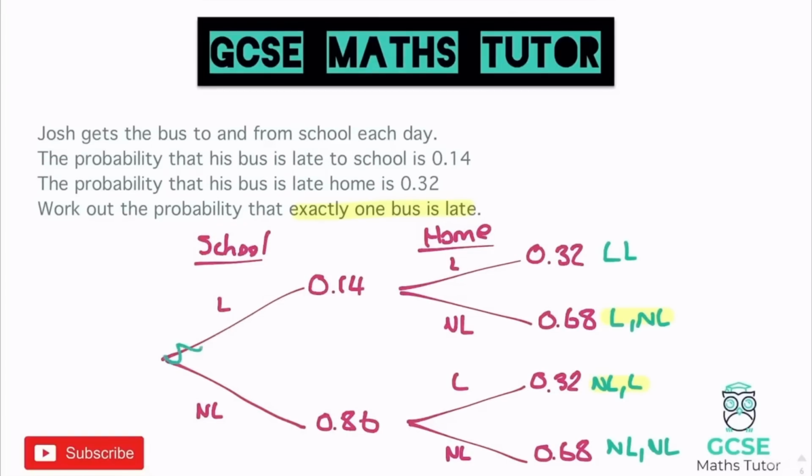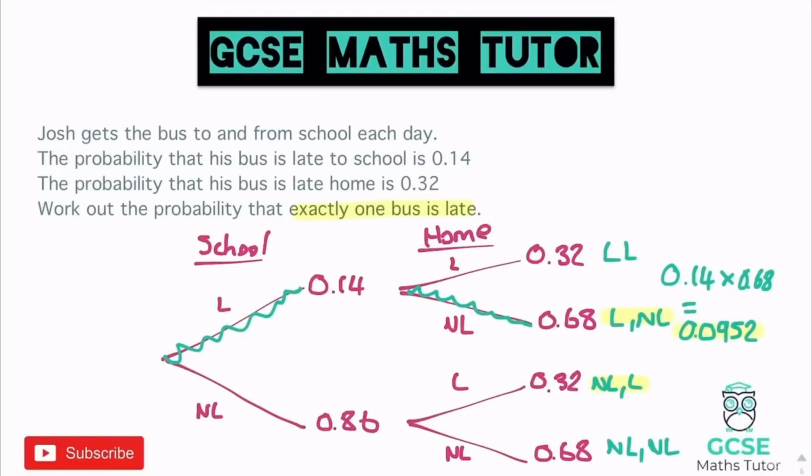So going up the late, we go through 0.14 and 0.68. So if we work that one out first, we've got 0.14 multiplied by 0.68, and that gives us a probability there, which I'm going to do on the calculator. 0.14 times 0.68 gives us a probability of 0.0952. There we go, and that is our first probability, 0.0952.